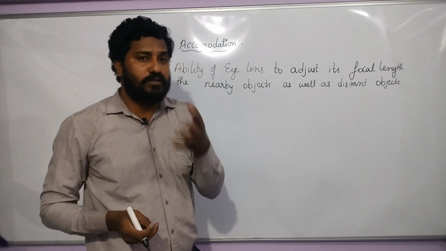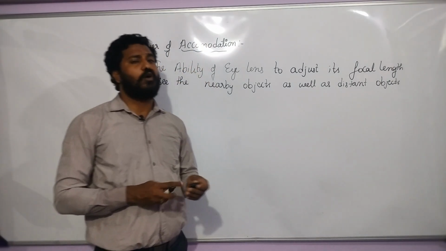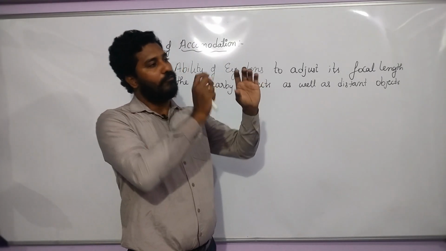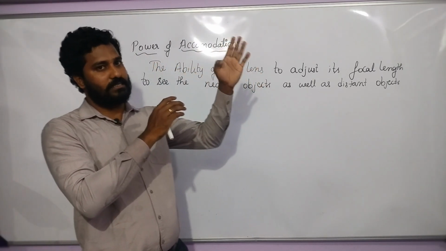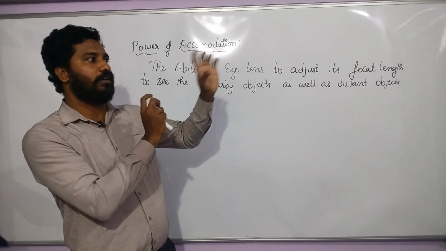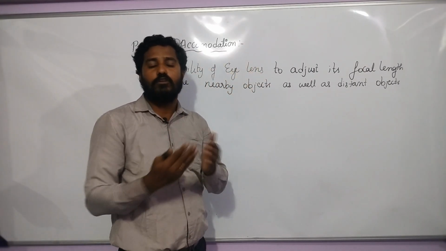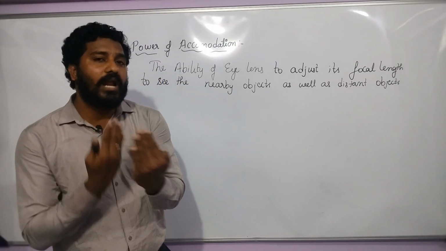Nearby objects, for example, you have used a camera. You are focusing a long distance image, and at the same time you focus on a nearby object. In such cases, what happens?